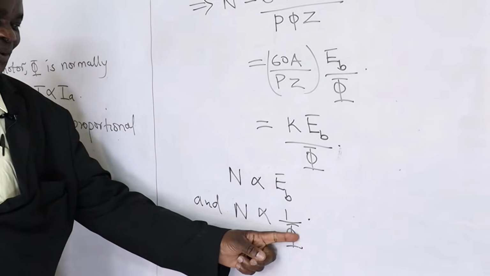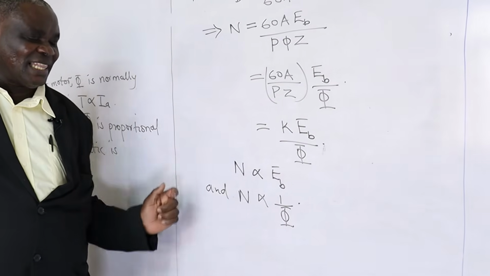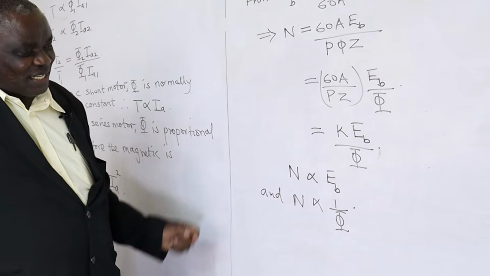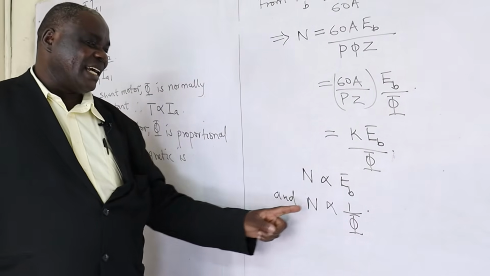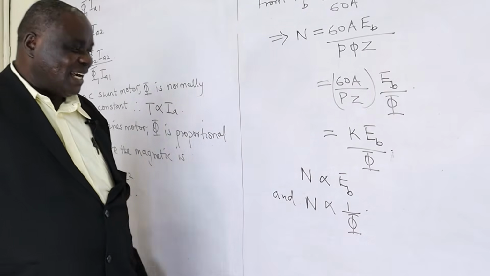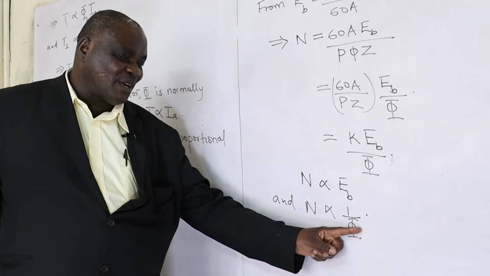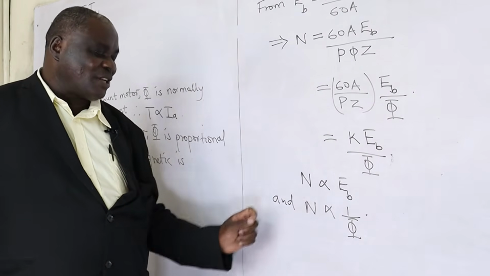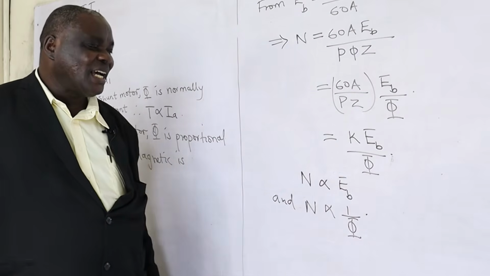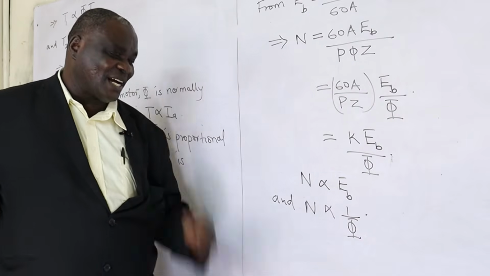Because if you decrease the value of the field flux such that the effect of the armature reaction becomes critical, then the motor will not now operate. Therefore, reduction of field flux while trying to control the speed of a DC motor should also be done as we check on the armature reaction.